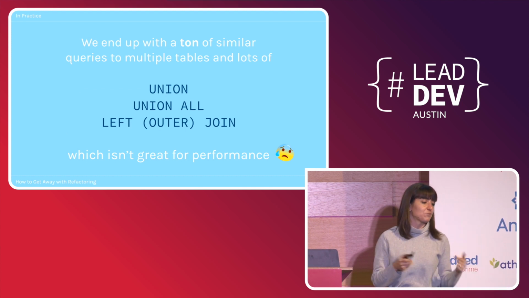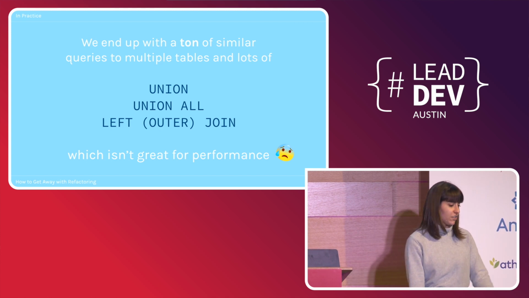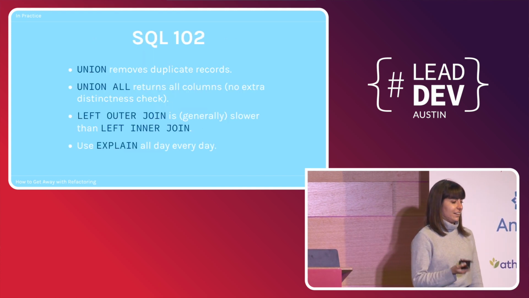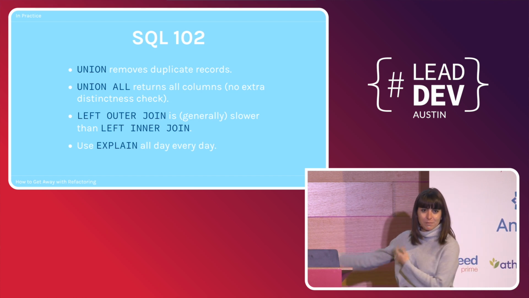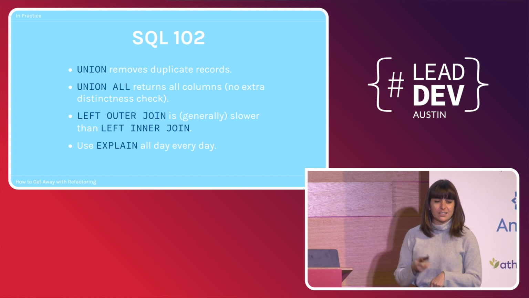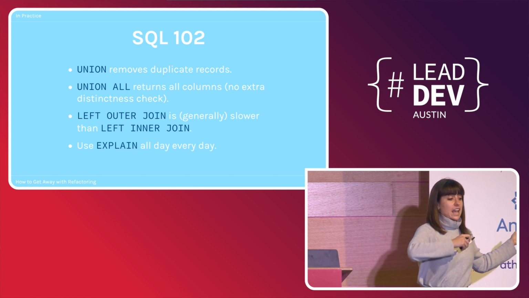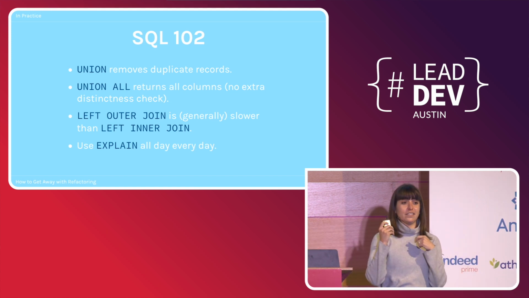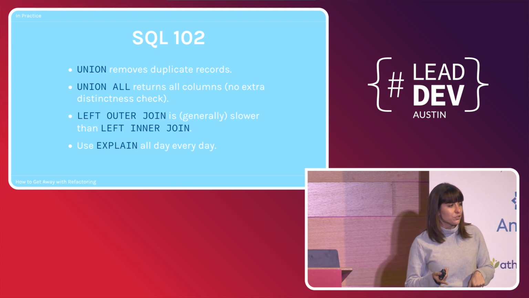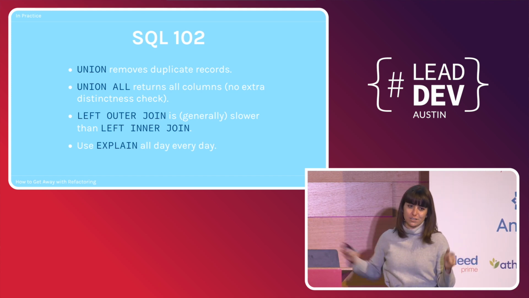And so in a lot of cases, we ended up with a ton of queries to multiple tables that did some not so great things with unions, union alls, left outer joins, left inner joins. And these aren't really awesome for performance. If you are not familiar with MySQL and general SQL performance, here's SQL 102. Union removes duplicate records, so it has to do an extra pass to make sure that in the result set, you're not going to have duplicate rows. Union all returns everything, so no distinctness check, so less time hopefully spent in that query. Left outer joins are generally slower than left inner joins, but sometimes it's the other way around, depending on how it's populating all of those null values across the result set.